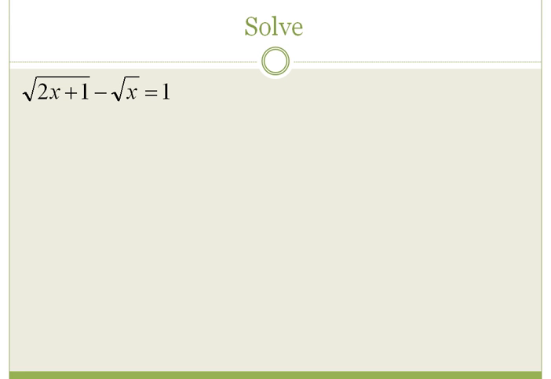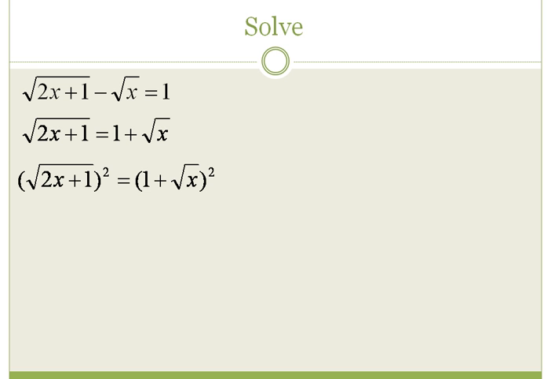So first thing we do is we're going to add that square root of x to both sides. So we get our square root on both sides. Then same steps. We're going to get rid of the square root on the left first. So how do we do that? Square that sucker. Which makes it easy on the left hand side because you get 2x plus 1.